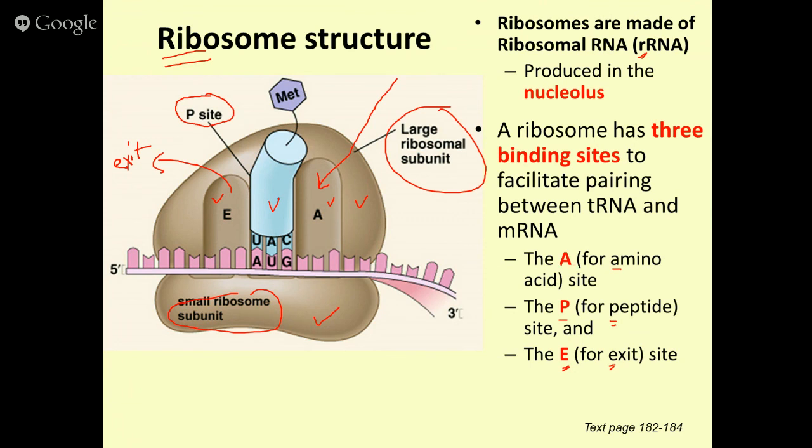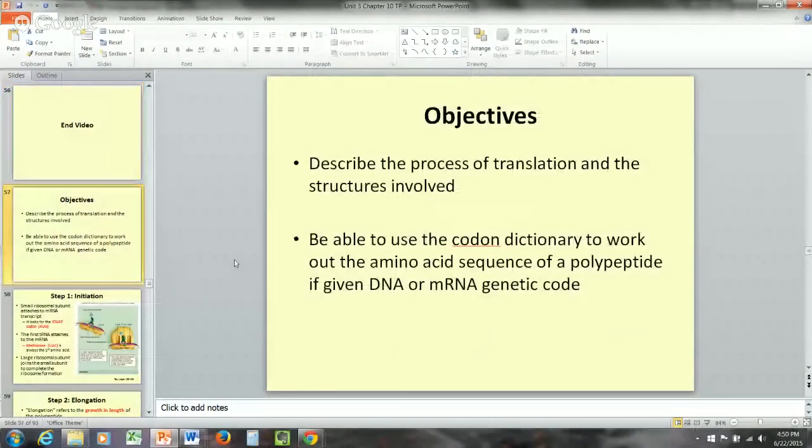So we need to know the names of the 3 sites. The A is for where the amino acid approaches or comes in. The P is where the amino acids stick together to form a peptide, and the E is where the transfer RNA exits after it's dropped off the amino acid. So like I said, a lot of this stuff is going to make much more sense when you actually see the next videos and how translation actually works. So stick with it, because when you see how it all comes together, it'll make a lot more sense to you.